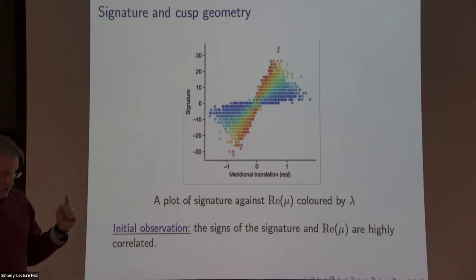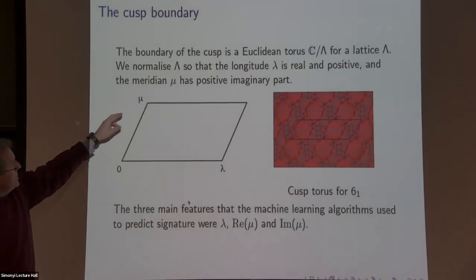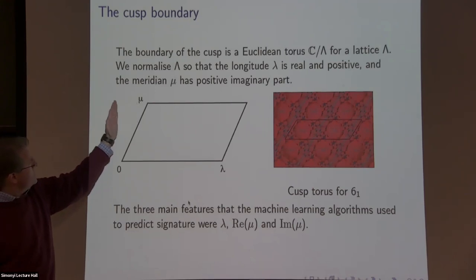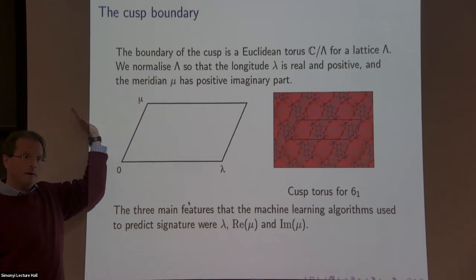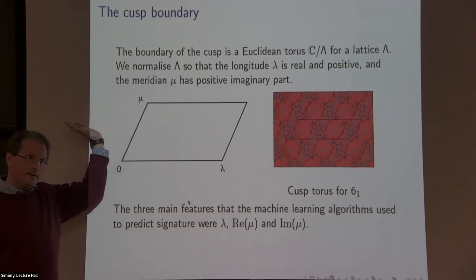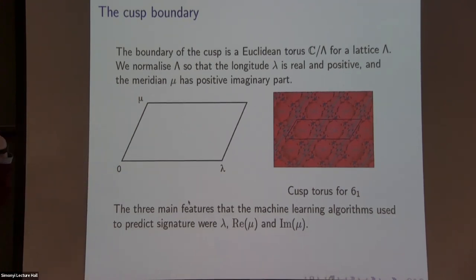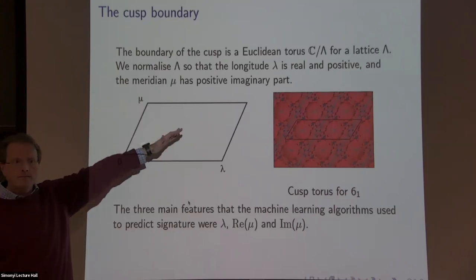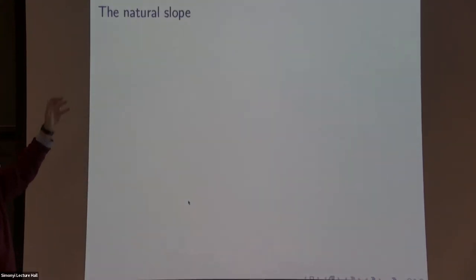And now, just going back, the real part of the meridional translation just tells you whether this parallelogram is skewed this way or this way, whether it is skewed to the right or to the left. And this seems to control the sign of the signature. So what we tried to do was find some way of measuring this skewness. And we came up with a so-called natural slope.